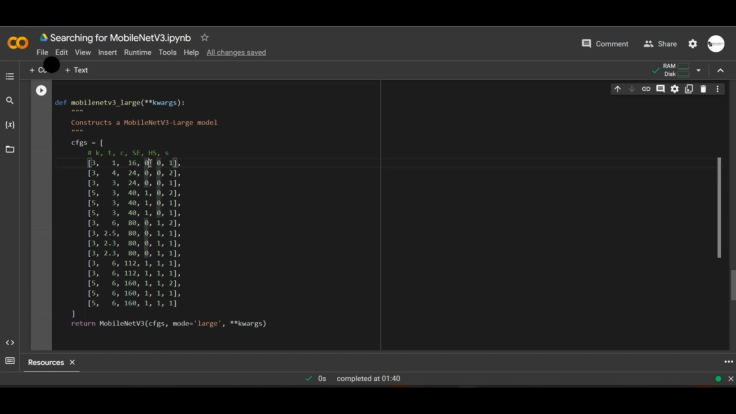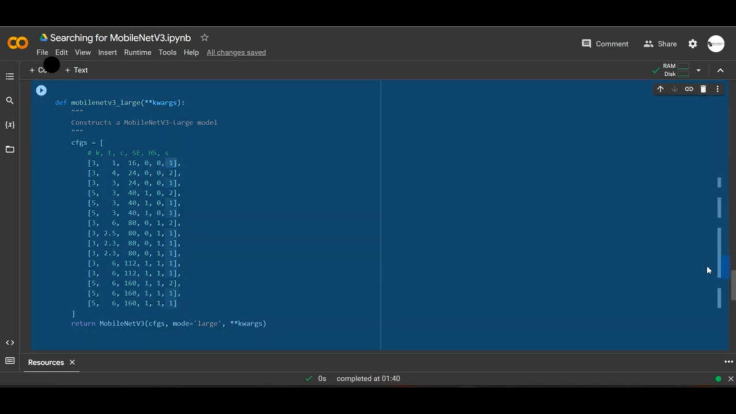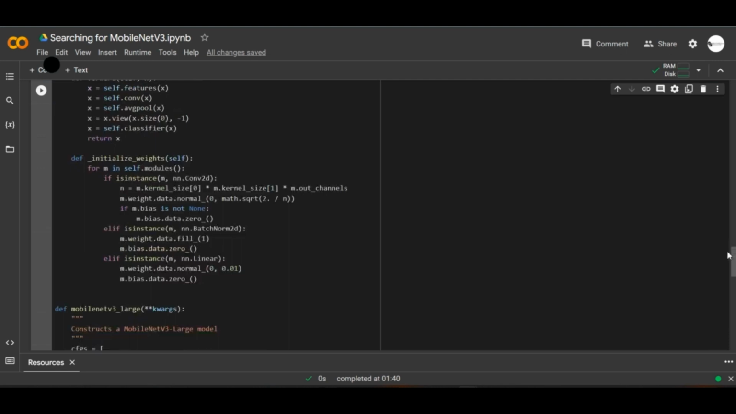Then the SE is a binary flag indicating whether to include a squeeze and excitation block in the layer. That's why here we have 0s and 1s. The HS is also a flag, indicating whether we should use the hard swish activation function in the layer. Then the S denotes the stride. Okay, that's what these configurations mean.